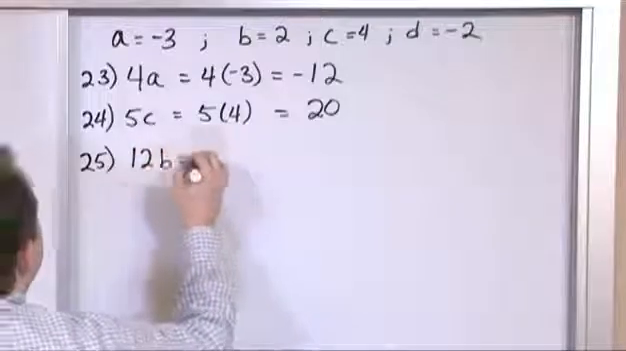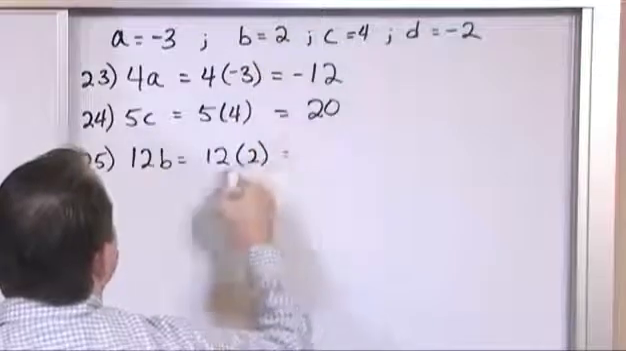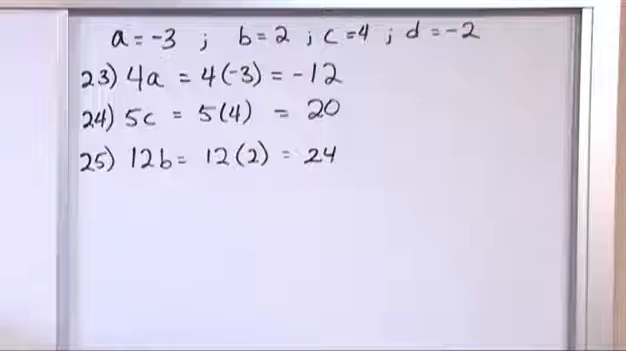12 times b, same thing. You have 12, b is 2. 12 times 2 is 24. The sign is positive because both of those are the same.